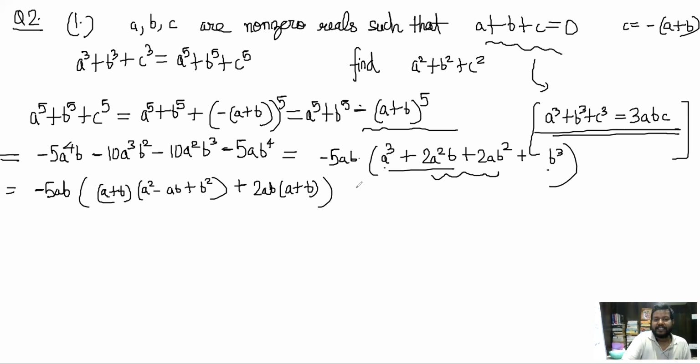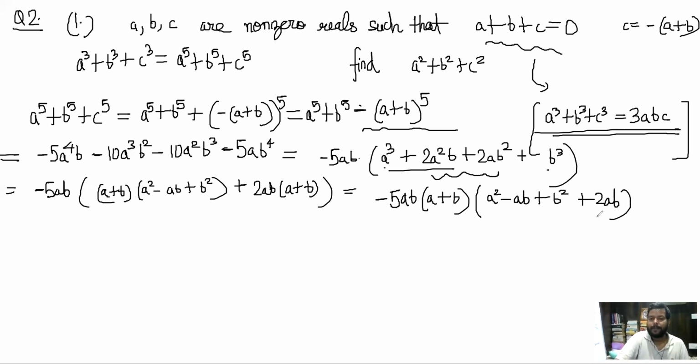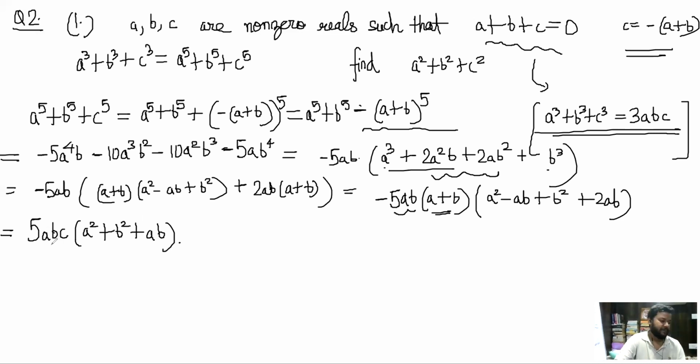So I'm getting this. From here I can take a plus b outside, so it becomes minus 5ab, (a plus b) common, and inside you're left with a square minus ab plus b square plus 2ab. That can again be simplified as minus 5ab times (a plus b), and a plus b is minus c, right? So this becomes 5abc, and inside becomes a square plus b square plus ab. Great. The inside part is a square plus b square plus ab.